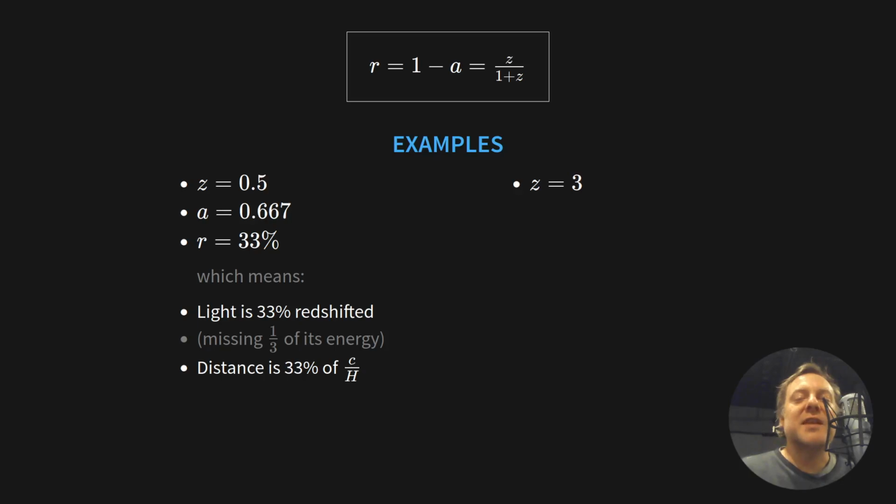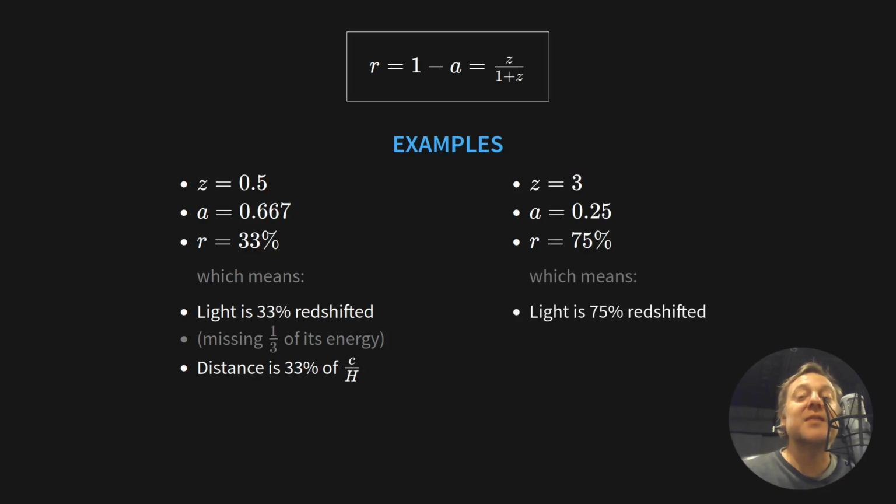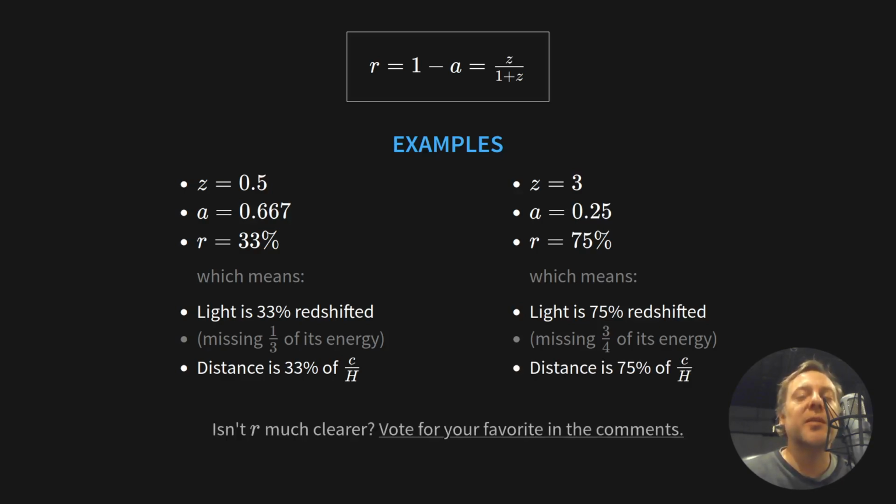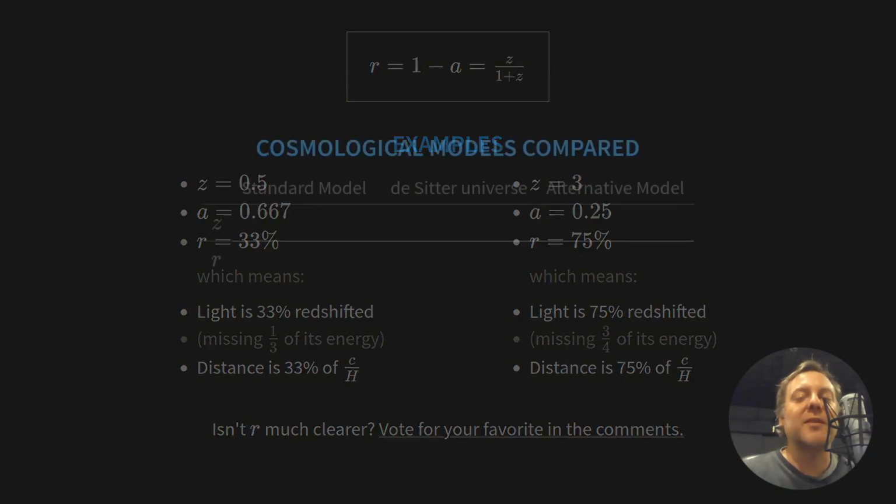How about z equals 3? What's that tell us? Well, 1 over 1 plus 3 is 1/4, so that's the scale factor, and r equals 75%. That tells us that light is 75% redshifted. It's missing 3/4 of its energy, and it's coming from a distance of 75% of the observable limit. So which is clearer to you? I think r is better, but leave your vote in the comments.